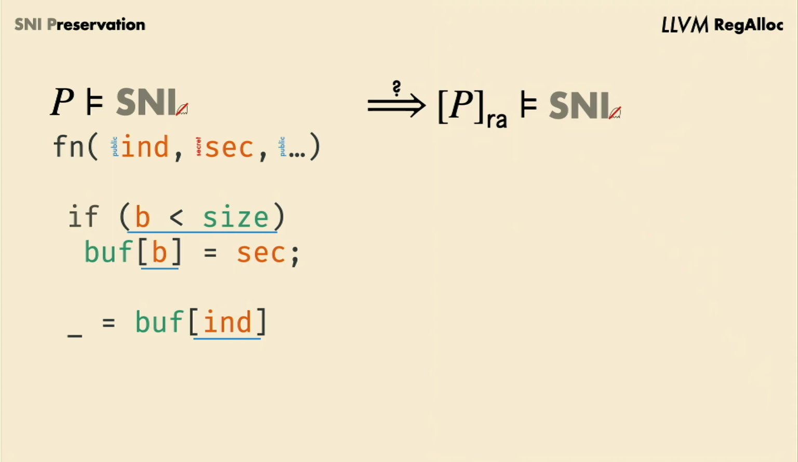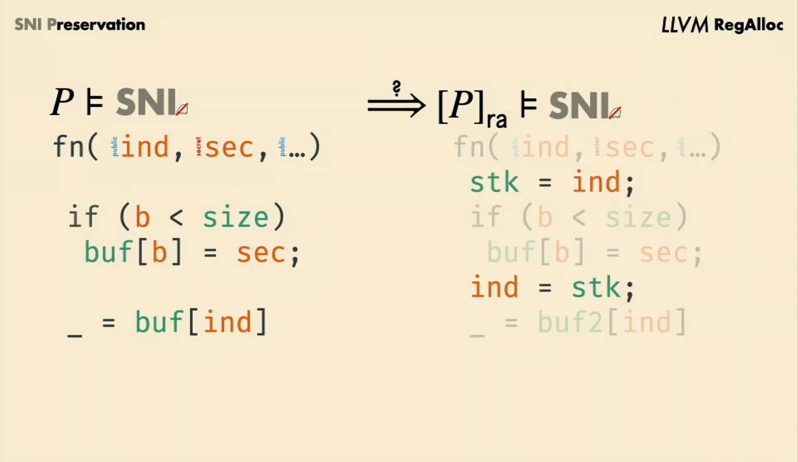Register allocation has the job of allocating registers in the hardware, but some registers might not fit, and therefore we have to spill some registers to the stack. For example, in this code, it might just happen that the register allocator decides to spill int, the register, to the stack, and then right before using int, it restores it from the stack. And the question is: is this SNI? And the answer is no.